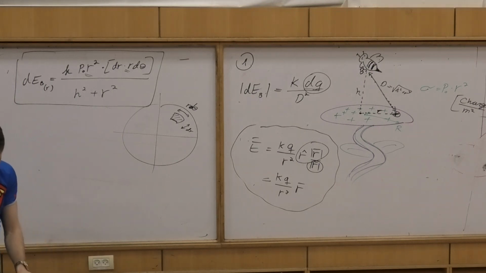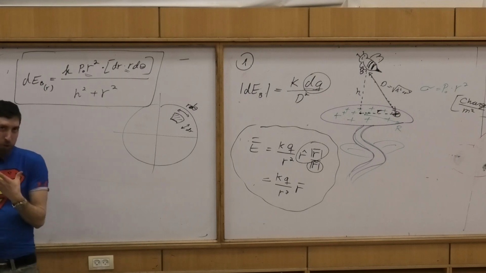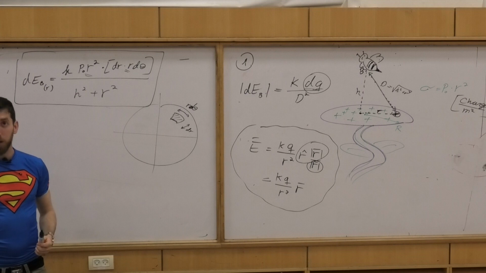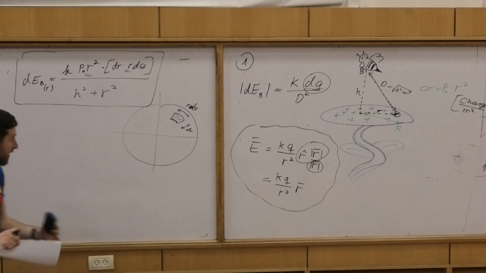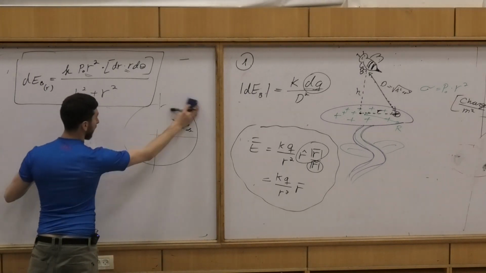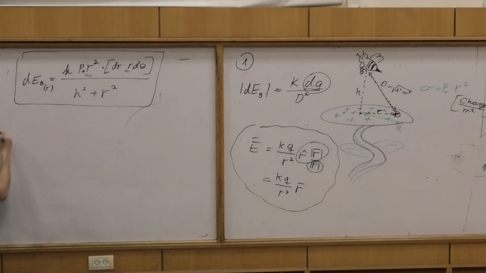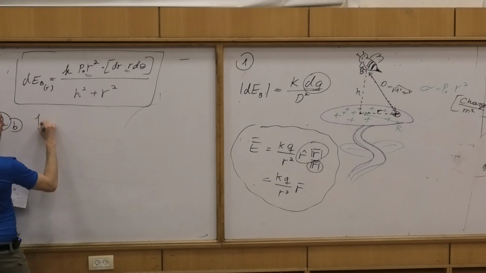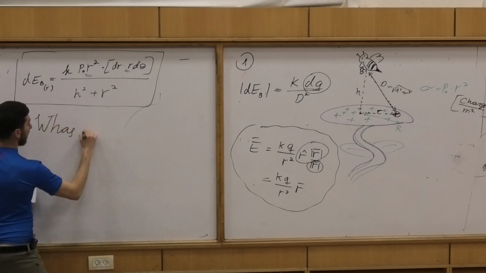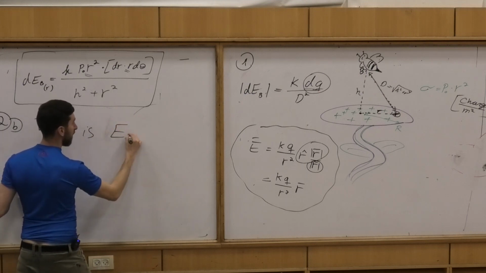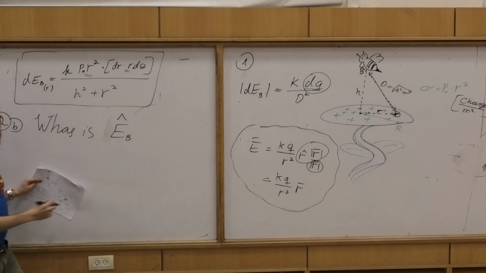Yes? Good. So the second thing I want to ask you: vectors, we can talk about magnitude, and also we can talk about directions. Right, correct. So what is the direction of the electric field? Okay, what is the direction? That's going to be question 2, section B, right? What is, let's do it like this, E_B direction, okay?